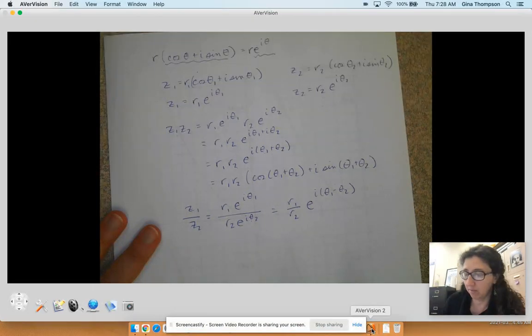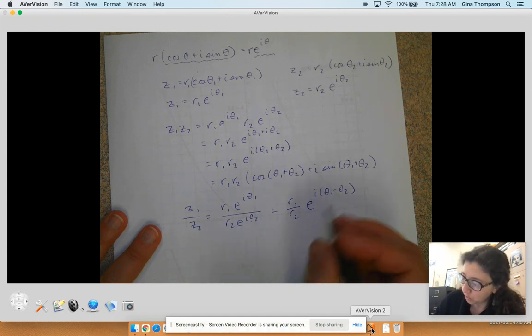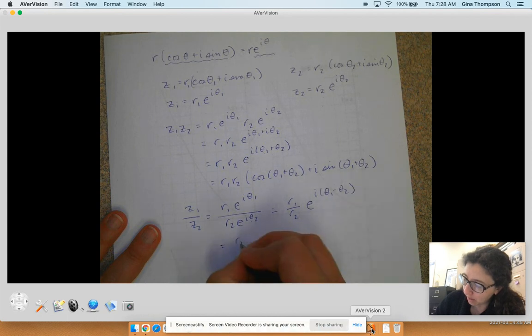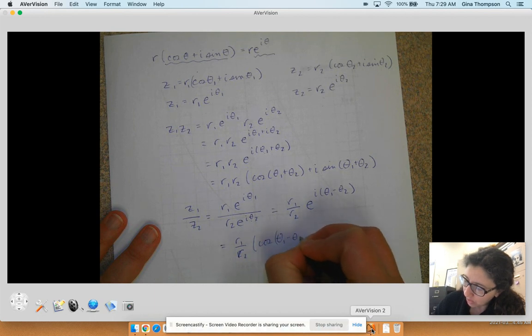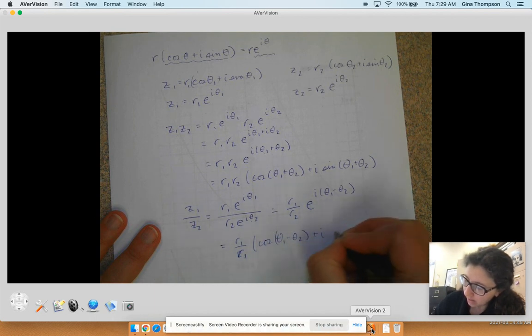If that's not clear to you, maybe just take a minute and write things out, make sure that you understand where that comes from. And okay, so if we wanted to convert this back, whoops, that's an r, we could write this as cosine of theta 1 minus theta 2 plus i sine of theta 1 minus theta 2.